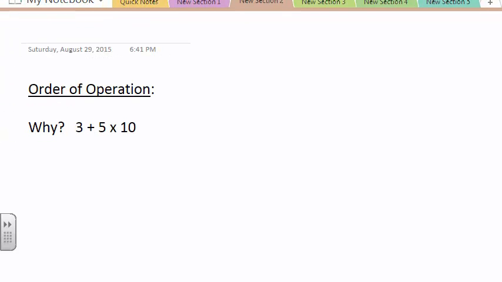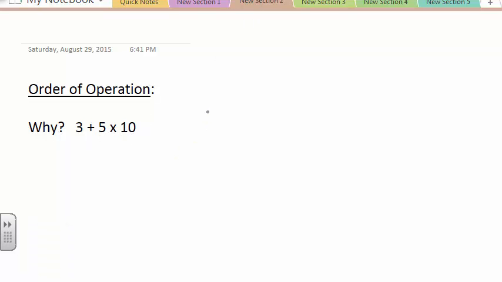Unit 1, Lesson 4, Order of Operation. Why are we studying the order of operation? What is the purpose of this lesson? I'm going to show you a small example and the reason why we have to know the order of operation. Imagine you have a problem saying evaluate 3 plus 5 times 10. As you can see on the screen, 3 plus 5 times 10.